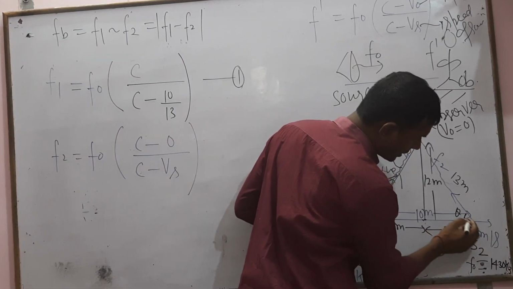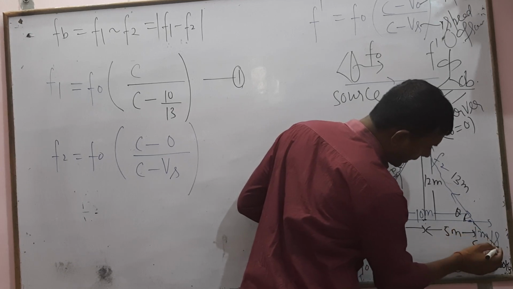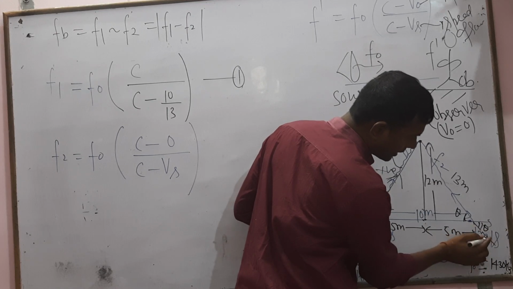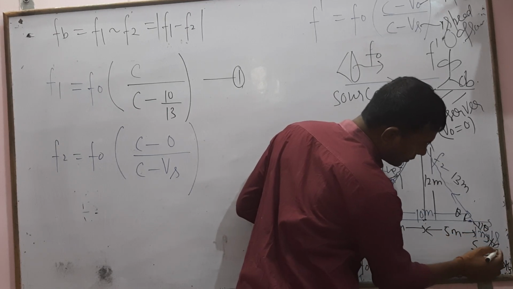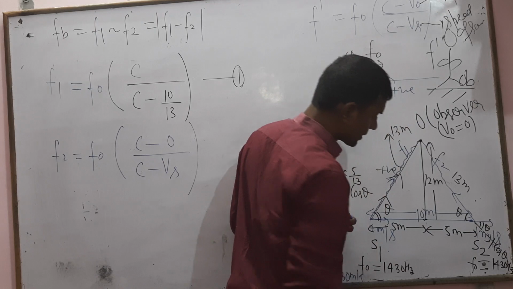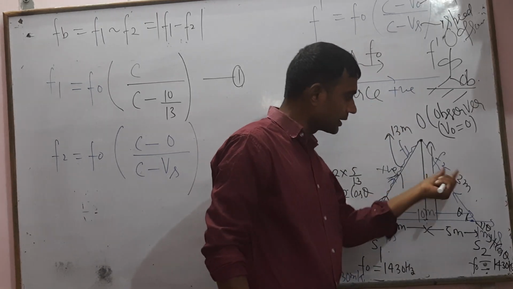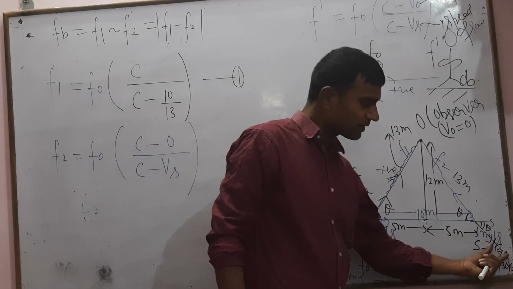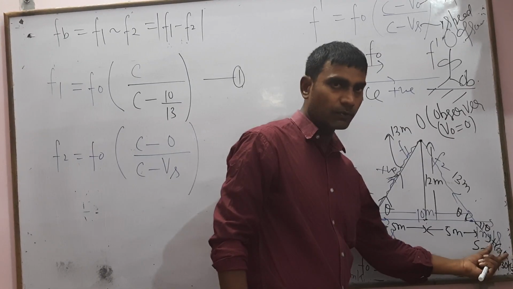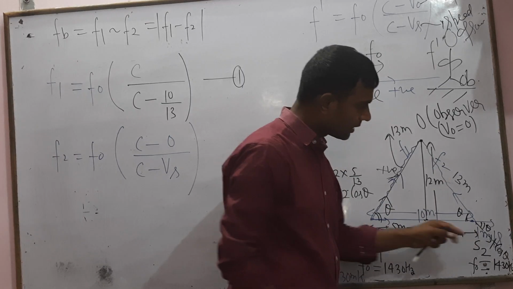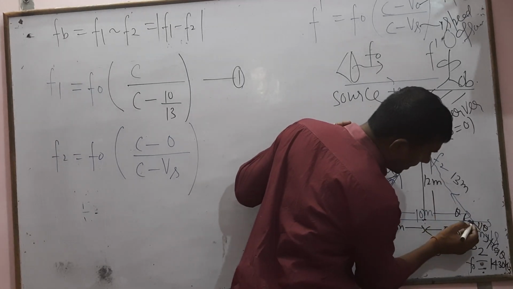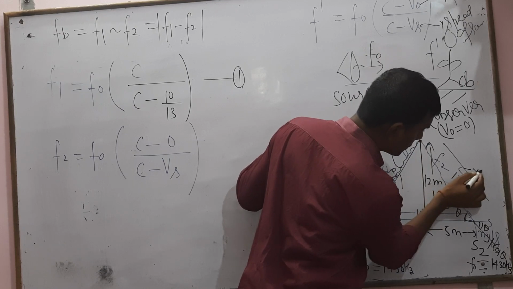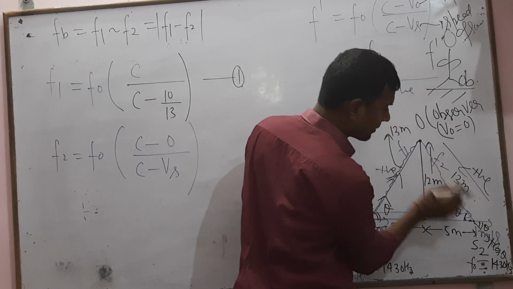This angle is theta. The velocity is 1 meter per second at this angle theta, so this is 1 into cos theta. Same triangle: 5, 13 and 12, so cos theta equals 5 by 13. So 1 into 5 by 13 equals 5 by 13. But we have to take the direction from source to observer as positive.